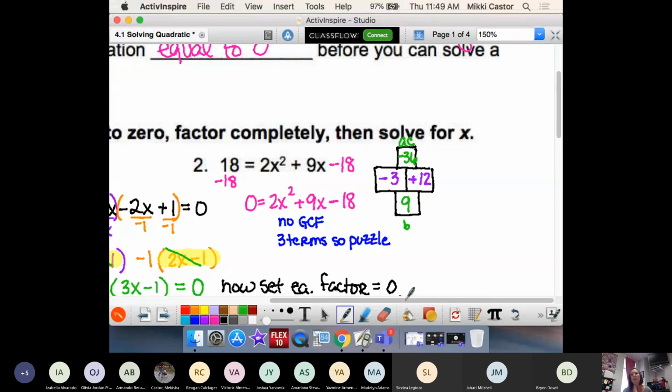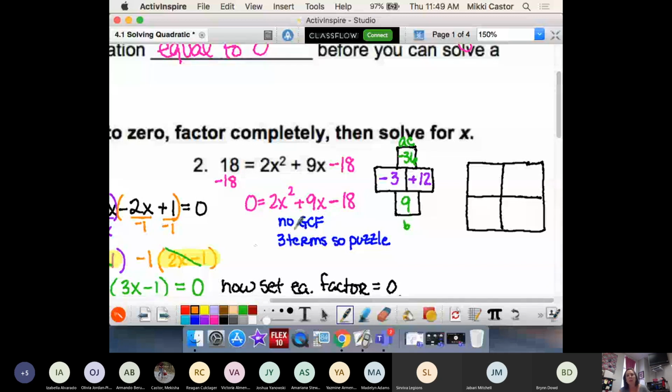Okay, I did the last one by grouping just because I know some of you like grouping. I'm going to do the next one with the box method. Both of these options are options for all of your trinomials, and it does not matter to me which one you do. I'm just trying to give you options for both, and give examples in each situation.